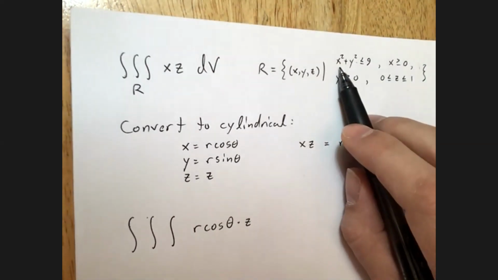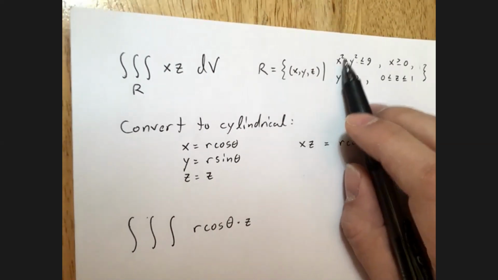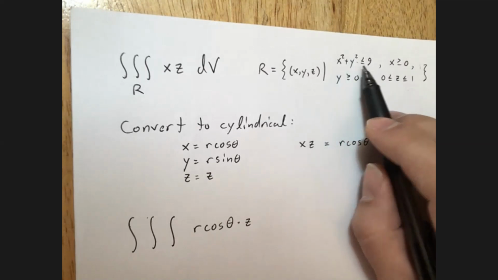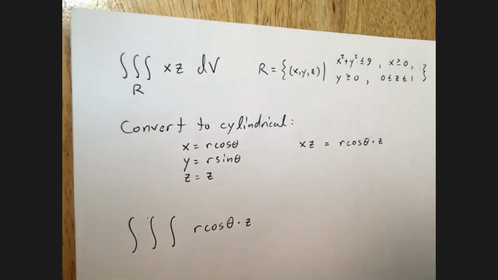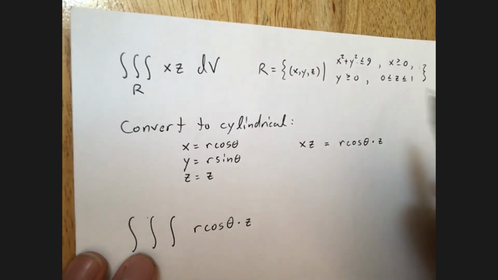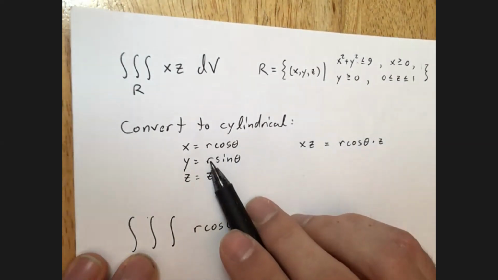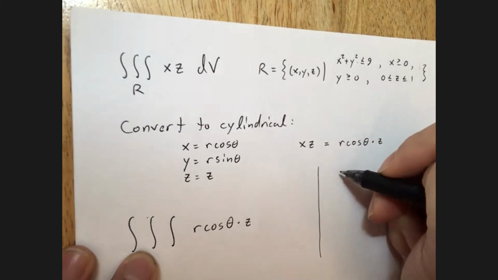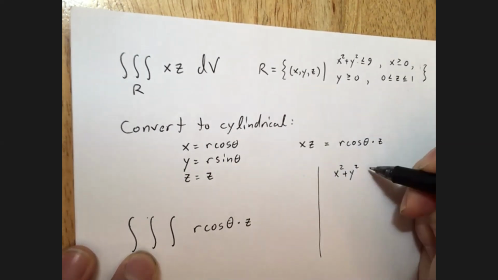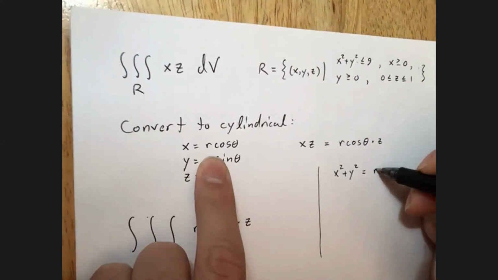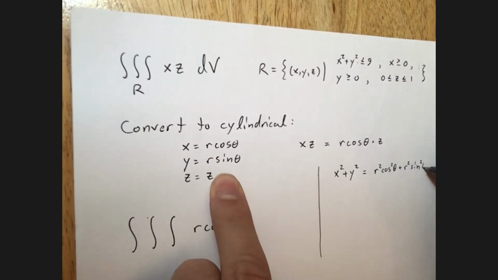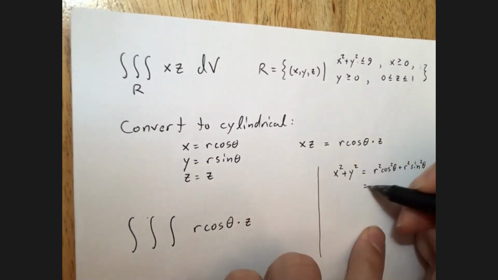Here we said that x squared plus y squared equals 9 is a circle. So if I'm saying that it's less than or equal to 9, we're inside the circle. It's actually a disk, the interior of a circle of radius 3. Now, what does x squared plus y squared become when we use these coordinates? Well, x squared plus y squared is the same as r squared cosine squared theta plus r squared sine squared theta. I can factor out the r squared.